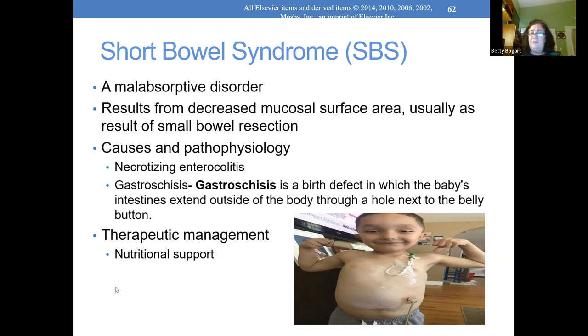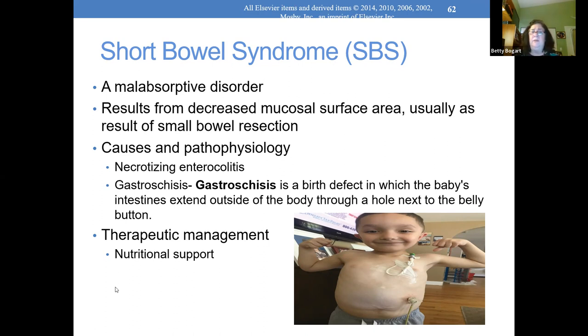Now, this is why when we have infants being fed, we are going to check their abdominal girth every single feed. And if we are giving tube feedings, we're going to check whether there is an aspirate. If there's an aspirate and the abdominal girth is bigger, we're suspecting NEC. We'll get the x-ray and take care of it.